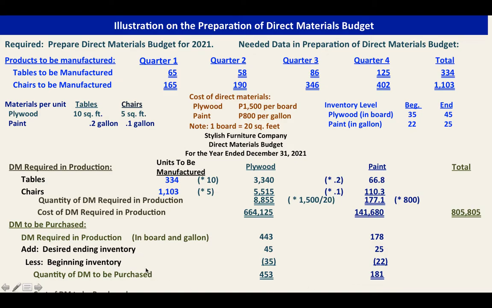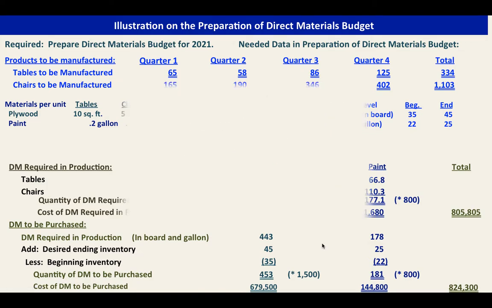Multiply this by the corresponding cost. You will have your cost of the direct materials to be purchased. For plywood, we have 679,500. And for paint, we have 144,800. So the total direct materials to be purchased is 824,300. So we already have our direct materials budget.